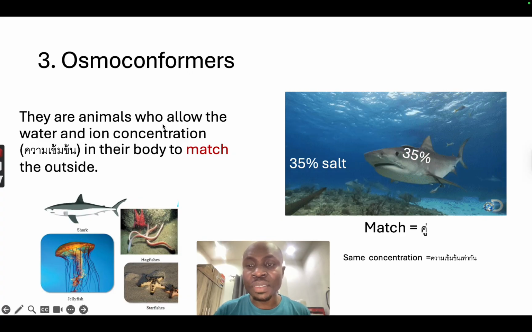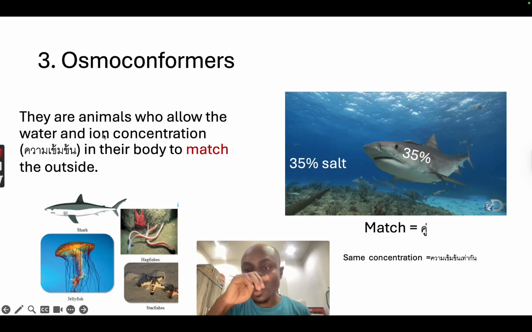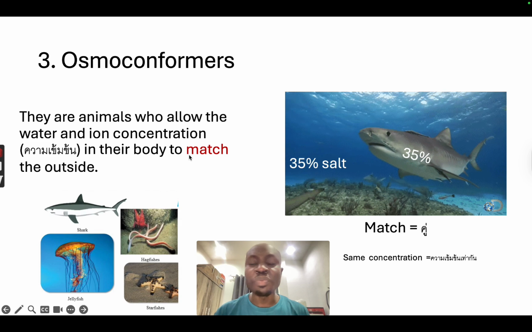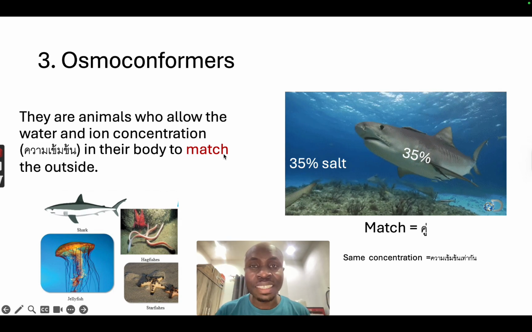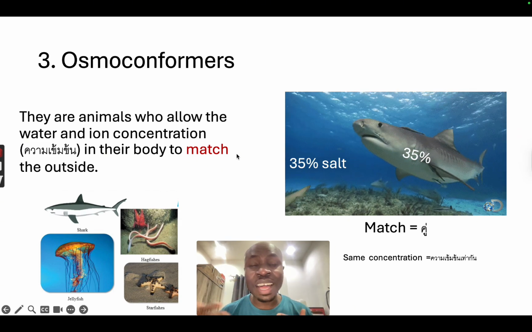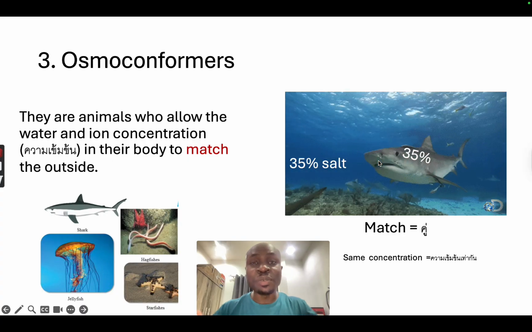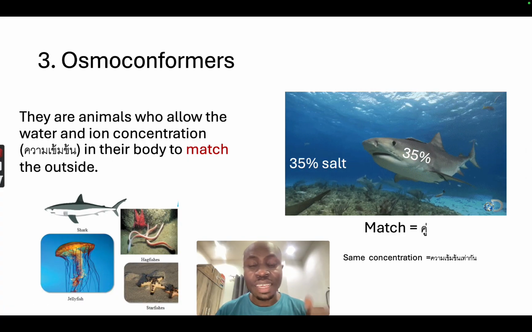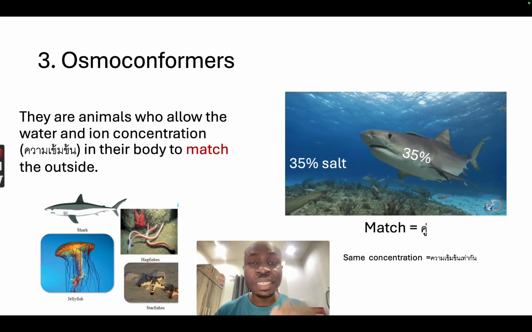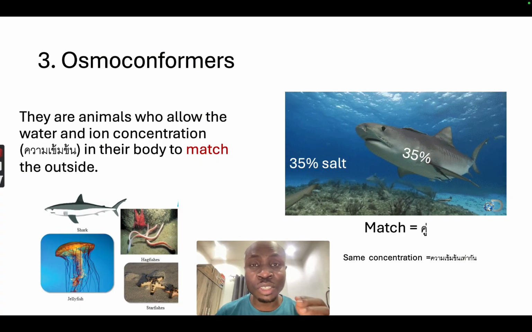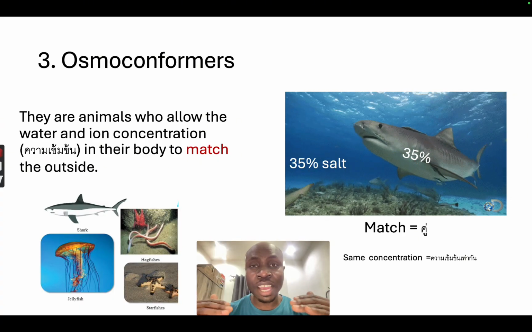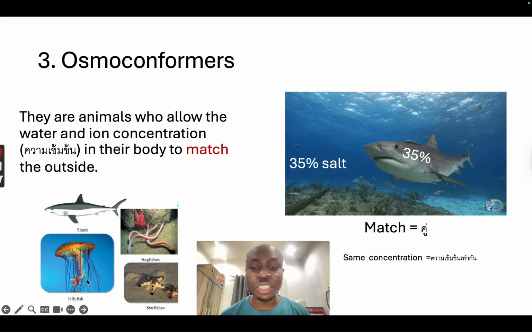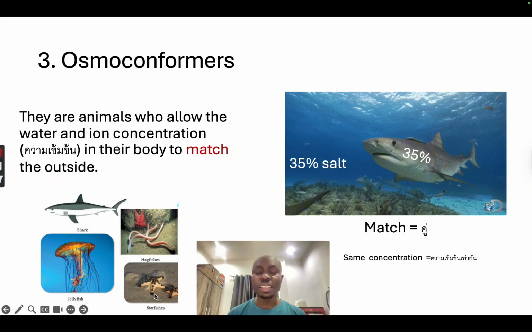So osmoconformers are animals that allow the water and ions in their bodies to match the outside. They always match. If the outside is 35, they will increase their bodies to match 35. If the outside is lower, they will lower their body's concentration to match. Examples of osmoconformers are sharks, jellyfish, starfish, and many more.